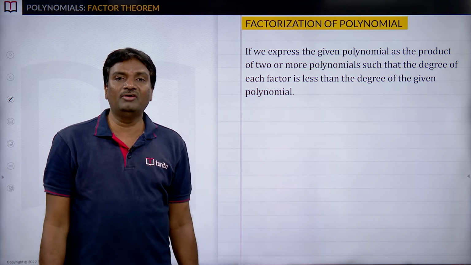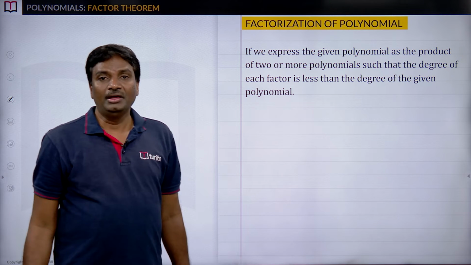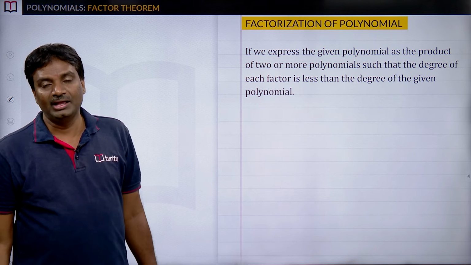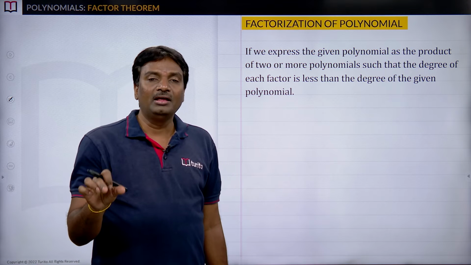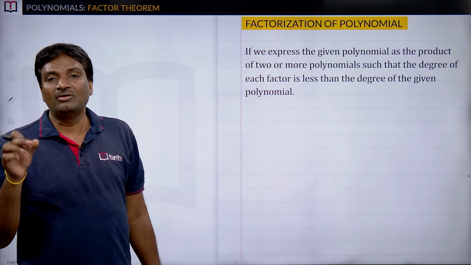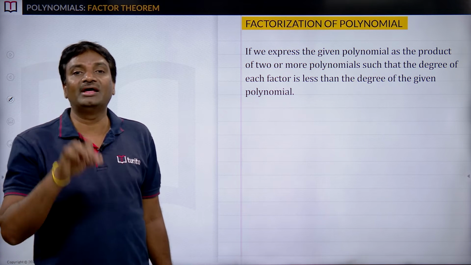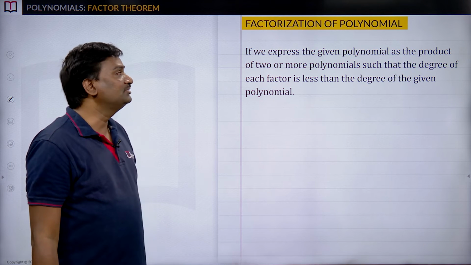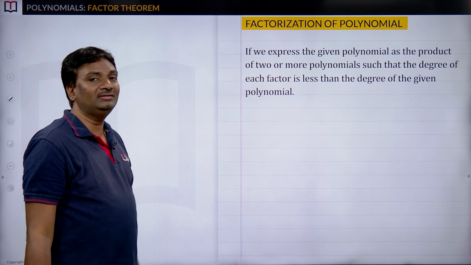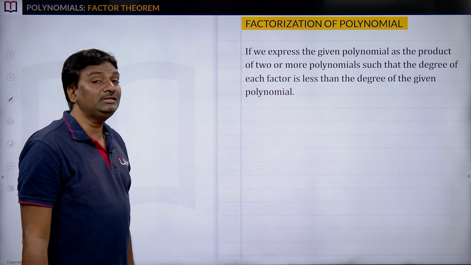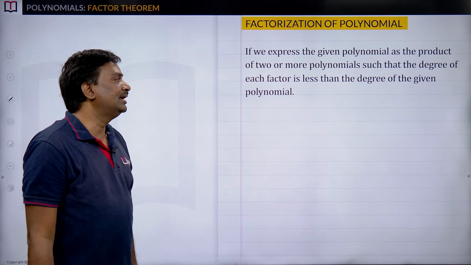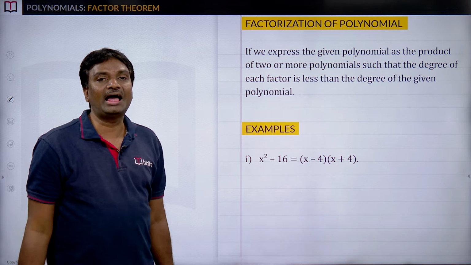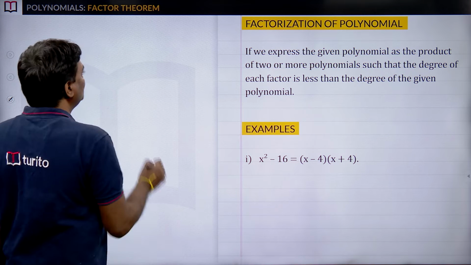So, for example, if we express a quadratic polynomial as the product of two or more polynomials, here you have to remember that the degree of each factor should be less than the degree of the given polynomial. Example: x square minus 16 can be written as x minus 4 into x plus 4.